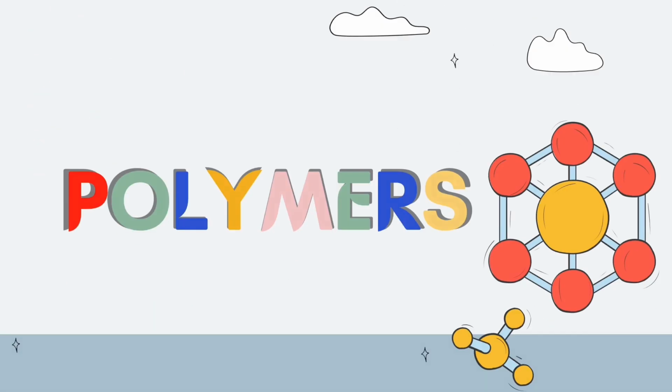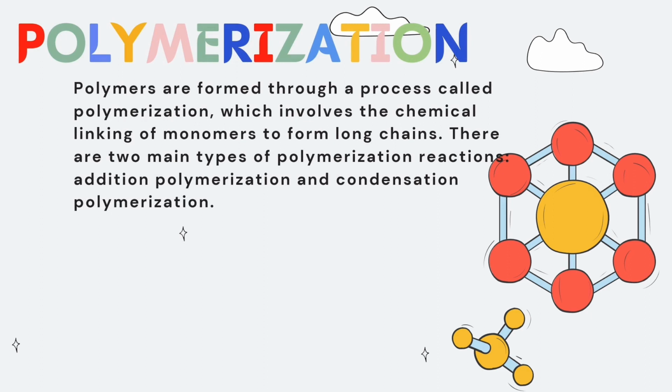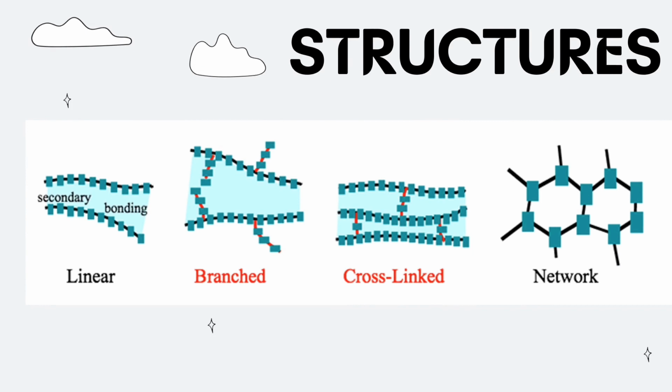How do polymers form? Polymers are formed through a process called polymerization, which involves the chemical linking of monomers to form long chains. There are two main types of polymerization reactions: the addition polymerization and condensation polymerization. Polymers have four different structures, namely linear polymers, branched polymers, cross-linked polymers, and networked polymers.